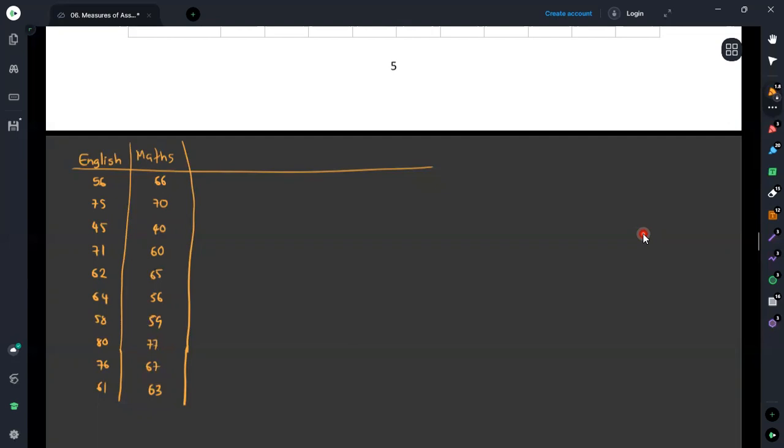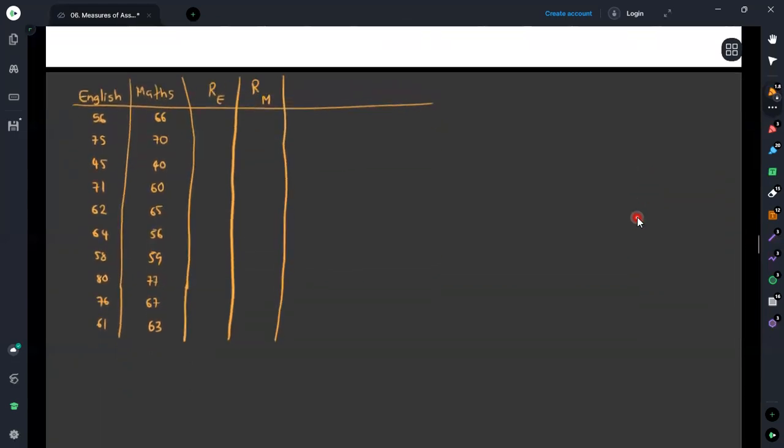As the first thing, we need to rank these columns separately. Therefore, I am having the ranks for English, and thereafter I will take the rank for mathematics. These are the two columns I need to construct: rank for English and rank for mathematics.